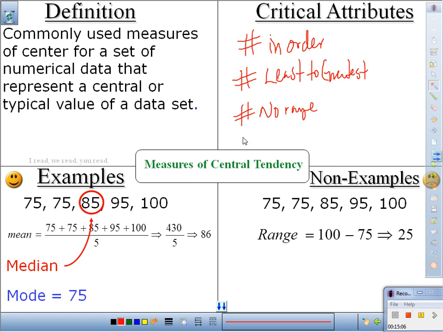Leslie R. Also known as quantitative data. Quantitative data. Everybody see what I mean? Yeah? All right.